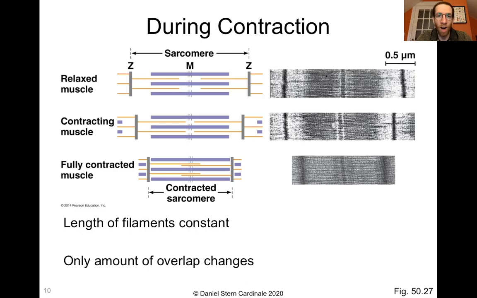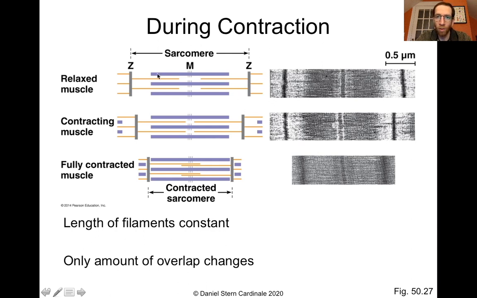Here we can see this graphically. So on the left, we have a schematic version where you can see a relaxed muscle on top, a muscle in the process of contracting, and then a fully contracted sarcomere on the bottom. On the right, we can see the micrograph showing the same process. So these dark lines are the Z lines, and you can see that as the sarcomere contracts, the Z lines are going to get closer and closer together. Down here, it's much darker because everything is overlapping. There's no region in this completely contracted sarcomere where there are not thick filaments present. They span the whole length of the sarcomere when it is fully contracted.